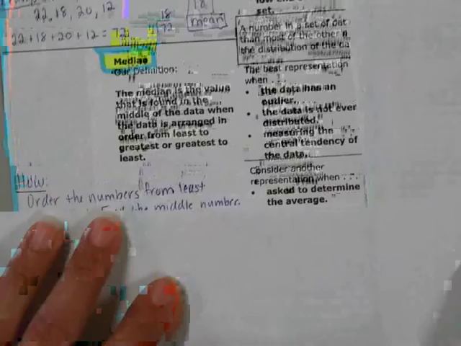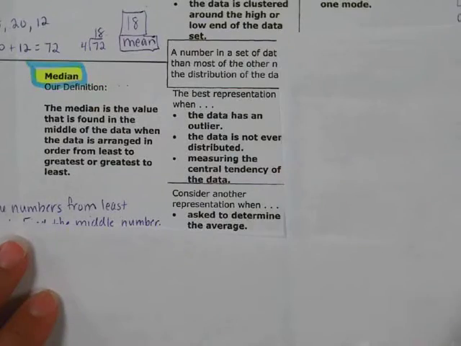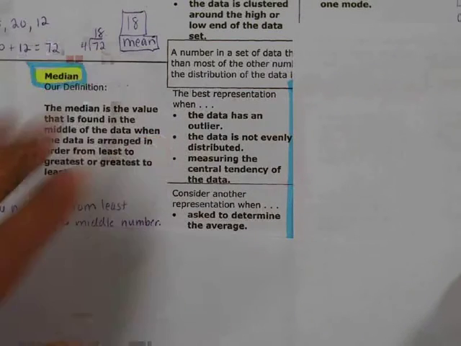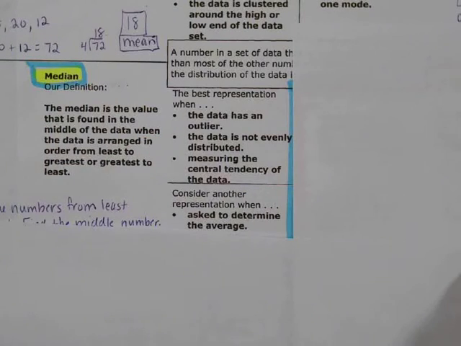So when are we going to use median to describe data? We would use median when the data has an outlier, when the data is not evenly distributed, when measuring the central tendency of the data. You might want to consider a different representation when asked to determine the average. So again, we'll go into more depth on when it's most appropriate to use mean, median, or mode.